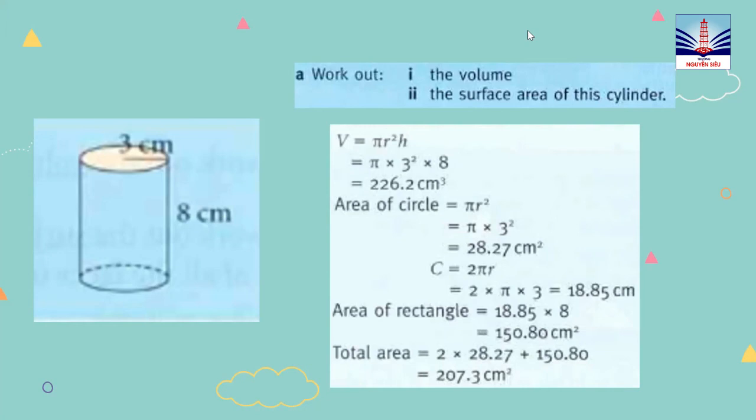And you add the two results that you found together, but you have to multiply the area of the circle. You have to times the circle area by 2, and then you got the overall answer, which is 207.3 centimeters squared.